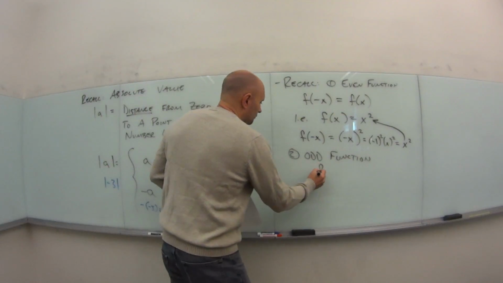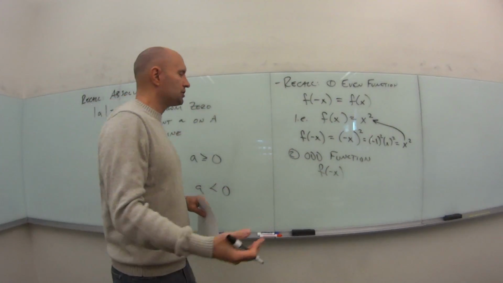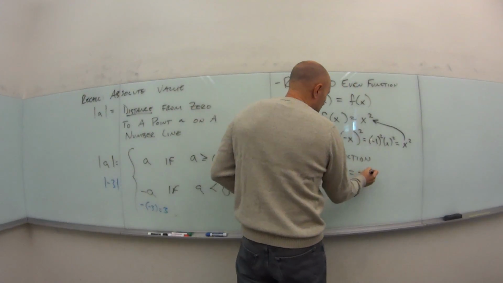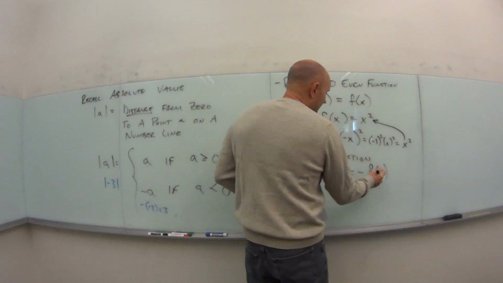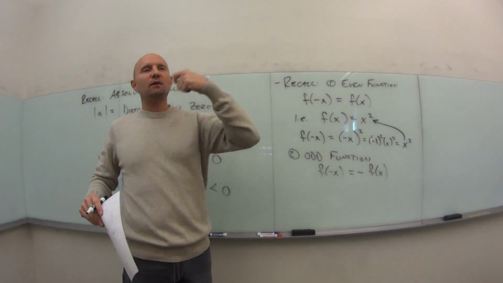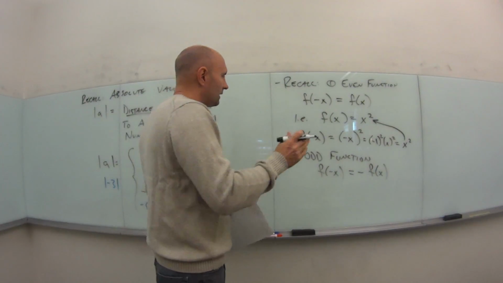With an odd function, we do the same process. We plug in -x to the function, but what it generates is not the same thing; it generates the negative of that function. So everywhere there was a negative sign would now be positive. Everywhere there was a positive sign would now be negative.